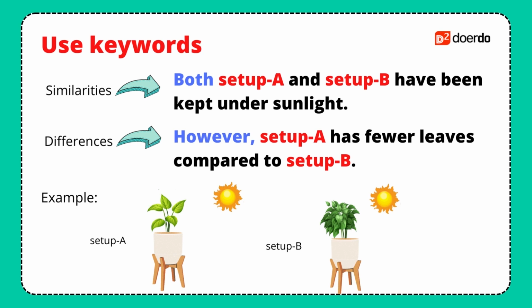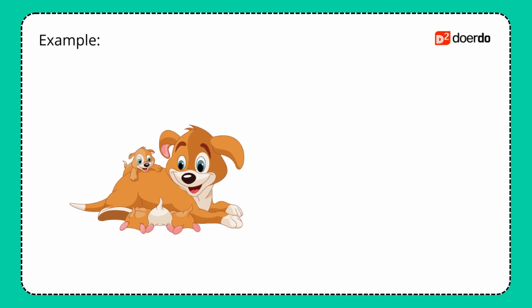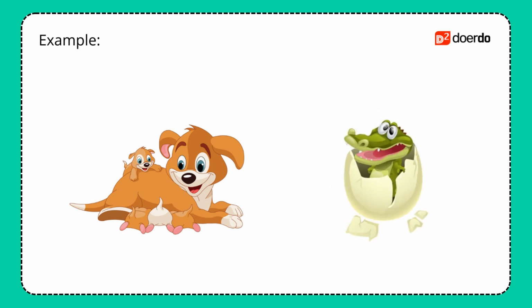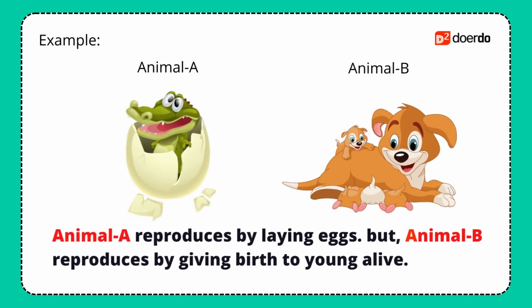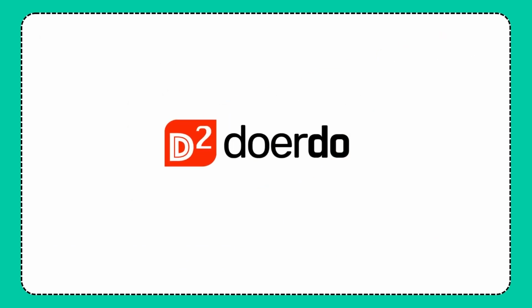Okay, I can give you another example. Let's say they are talking about some animals which give birth to young alive and some animals that lay eggs. Let's say animal A reproduces by laying eggs. But animal B reproduces by giving birth to young alive. So this is the difference here. This is also comparable.